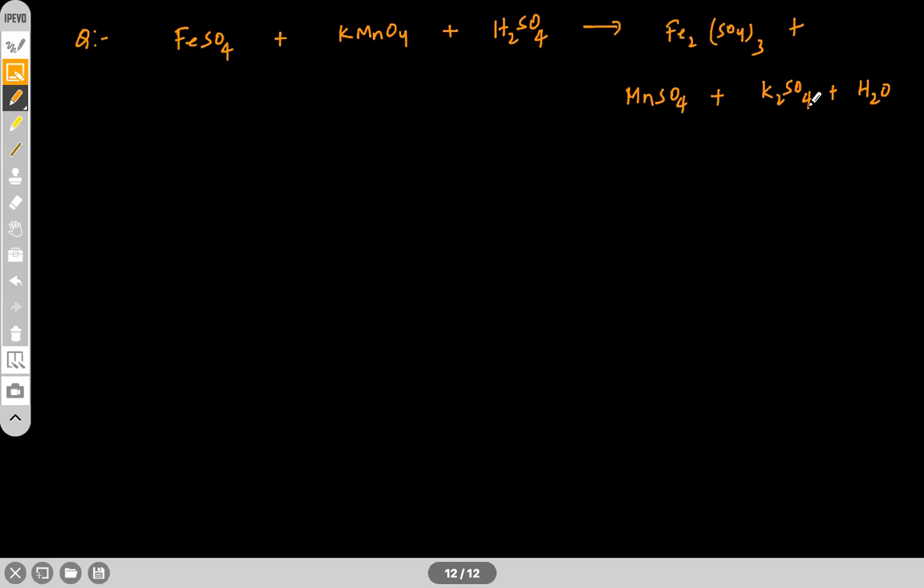Anyways, so this is the equation given. We have to balance this equation by ion electron method. So what is the first step? Could you tell me the first step? The first step is we have to divide the equation into two halves. One is oxidation half, other one is reduction half. Okay. Could you tell me the oxidation state of iron here?